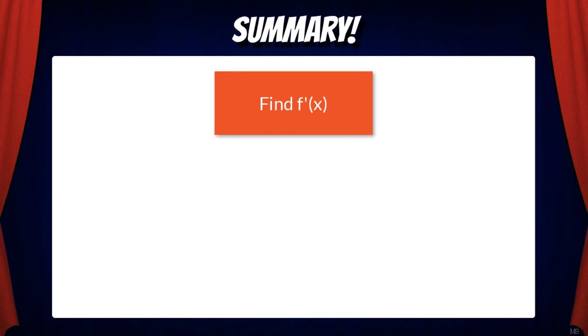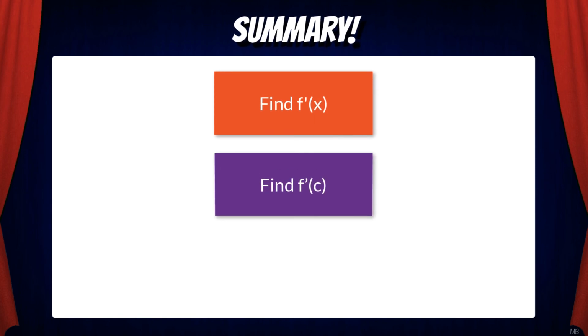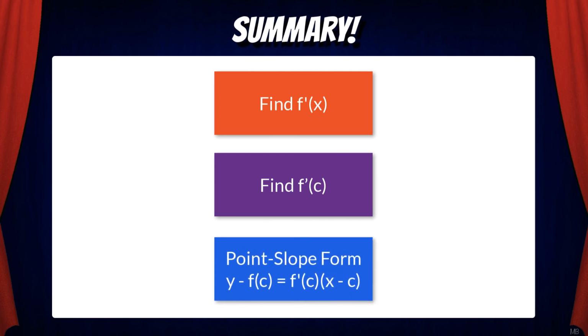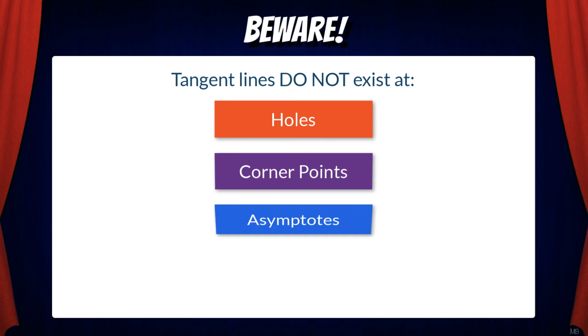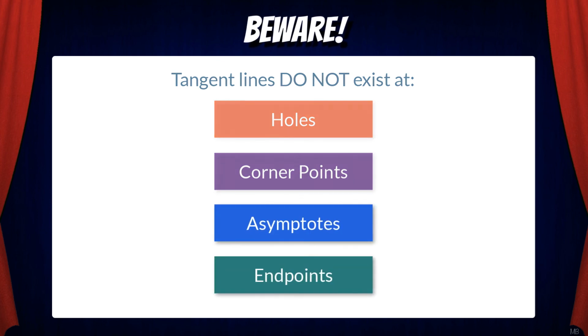So in summary, to find the equation of a tangent line, you need to first find f prime of x, then find f prime of c, where c is the specific x value in question. Then use the point-slope form of a line to write the equation of the tangent line. But just be aware of certain cases where tangent lines might be vertical or where they might not exist. Tangent lines will never exist at holes, corner points, asymptotes, or endpoints on functions.